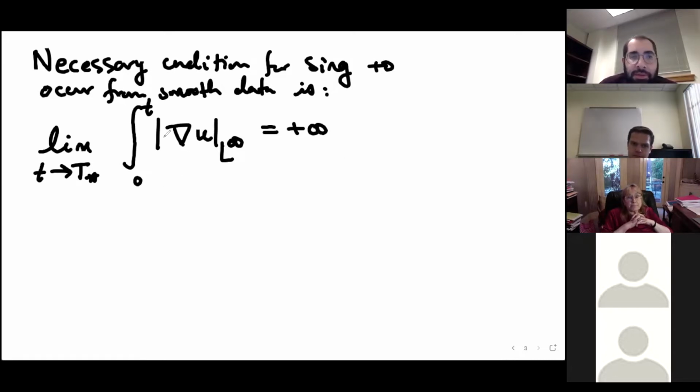And a very important result, due to Biot-Savart, is that you can replace this condition by a much more useful condition, which is that just the vorticity pointwise goes to infinity. And this is useful because the vorticity equation is much easier to deal with than the full gradient.